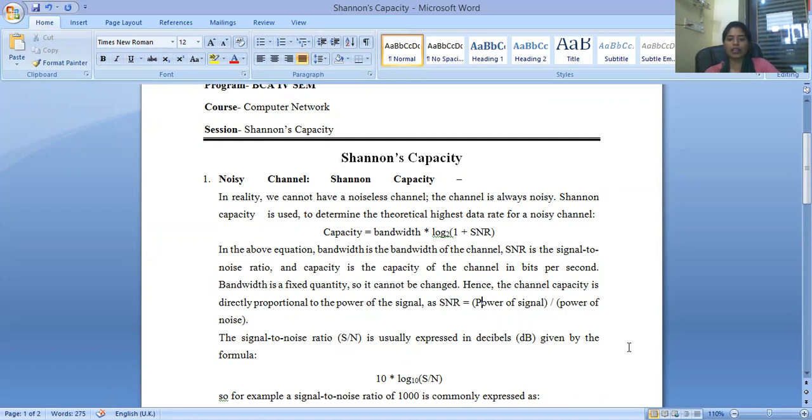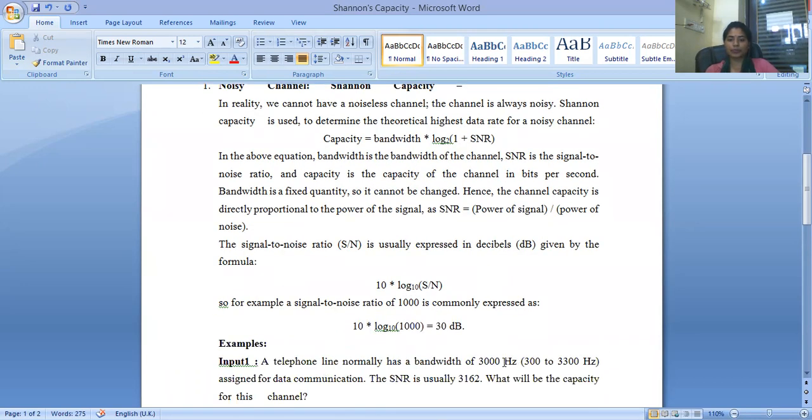Okay, the signal to noise ratio is usually expressed in decibels, given by the formula 10 times log base 10 of S by N. So for example, a signal to noise ratio of 1000 is commonly expressed as 10 times log 10 of 1000 equals 30 decibels. Clear?